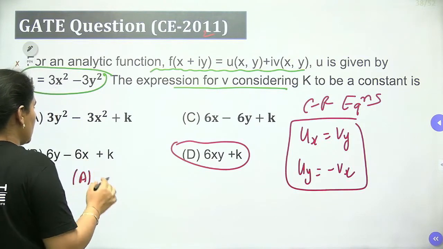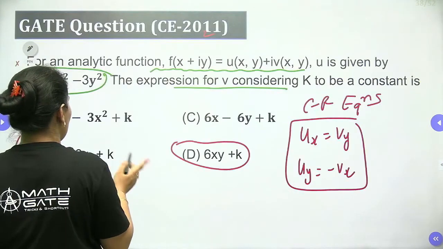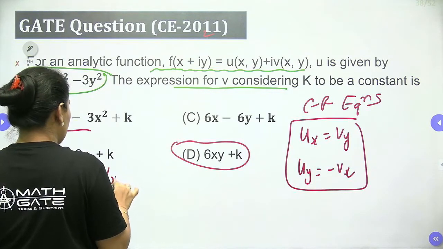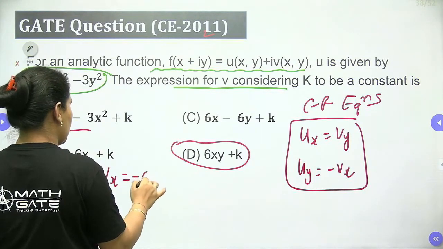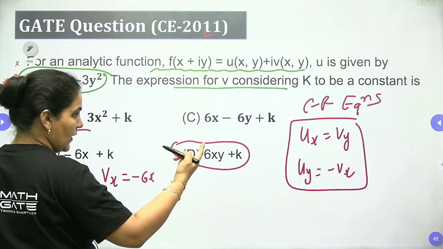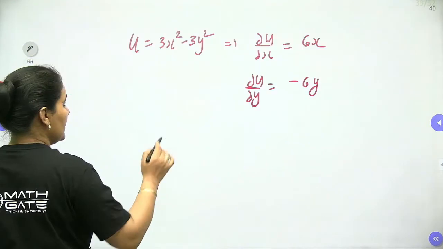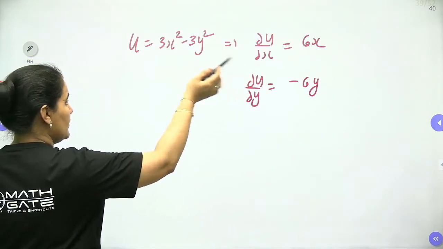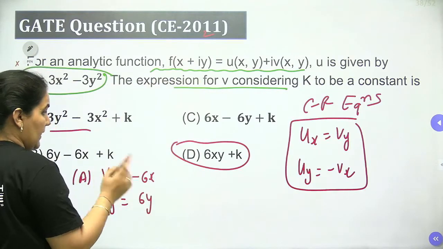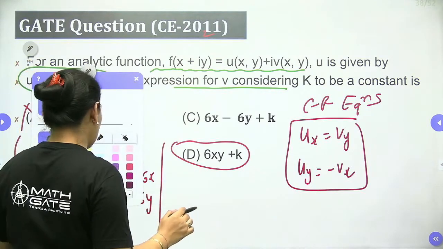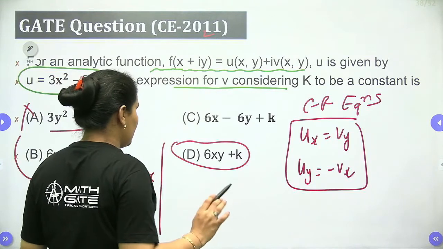When we check option A, it is 3y square minus 3x square plus k. If this is v, the partial differentiation with respect to x is minus 6x, and vy is 6y. We want ux equal to vy, but ux is not at all equal to vy, so it's not possible. I think the answer is option D. Let me check D directly.